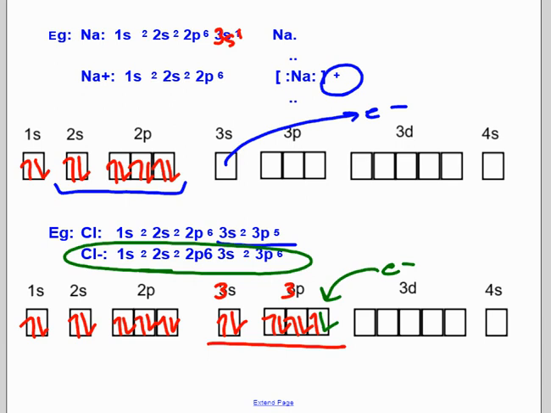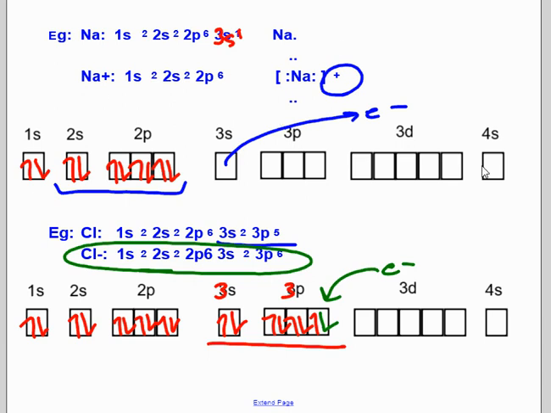because we've added an electron. So this is exactly the same as you've been learning all along. It's just now I can tell you exactly where we took the electron from, and also where we may have added an electron in the case of forming an anion.